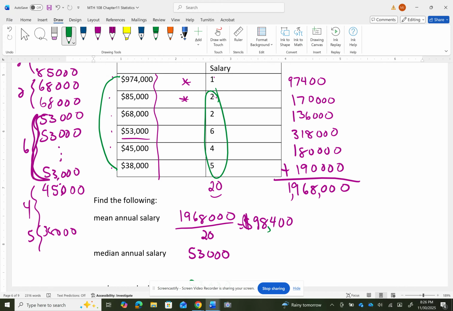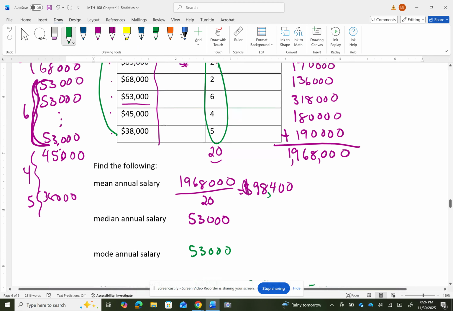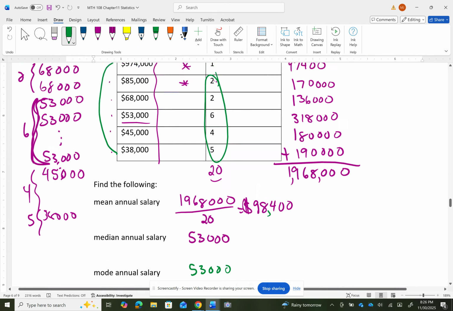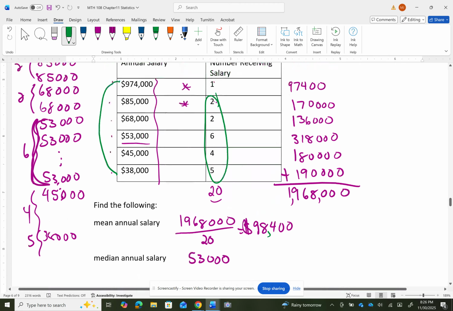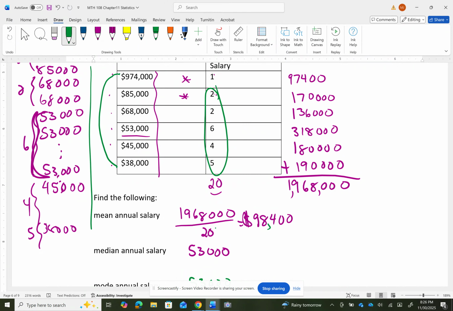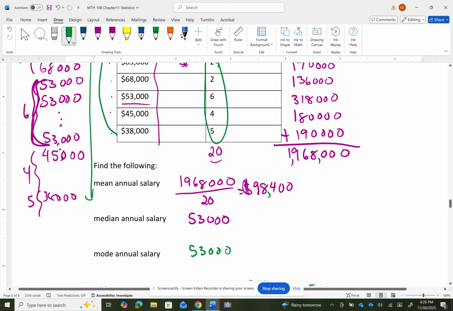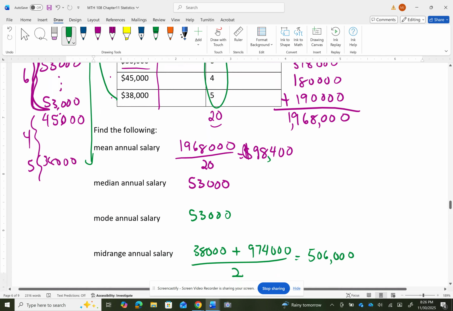Okay, the median and the mode both turned out to be 53,000. I feel like that's way more representative of this list, if you can picture that list of salaries over here to the left. Okay, the mid-range turned out to be 506,000. Okay, I mean, that's not representative of the data set at all.